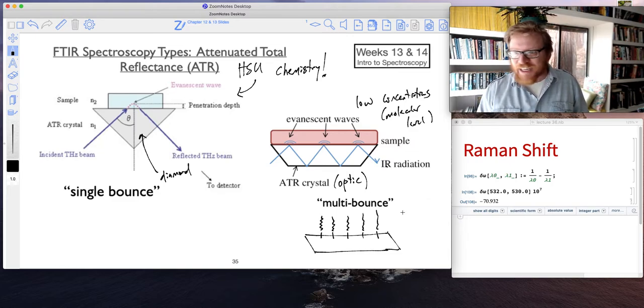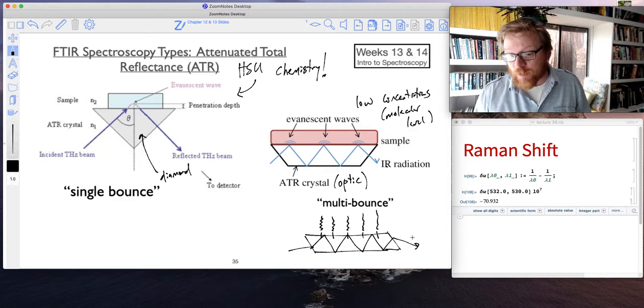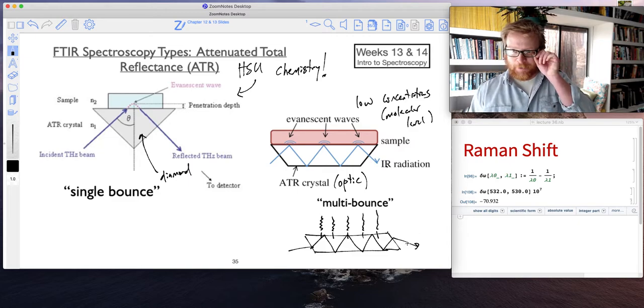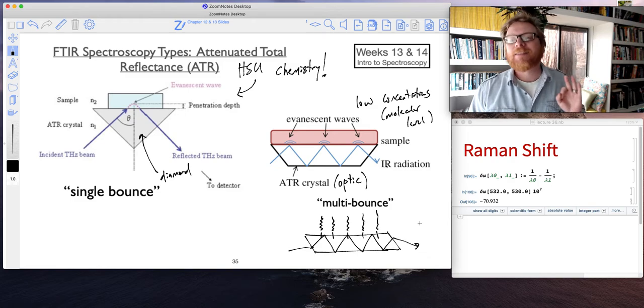So one singular molecular layer. And if you get enough bounces out of your ATR crystal, you can actually detect that single molecular layer of molecules with this ATR technique. So it might not be quantitative, but it's extremely sensitive.